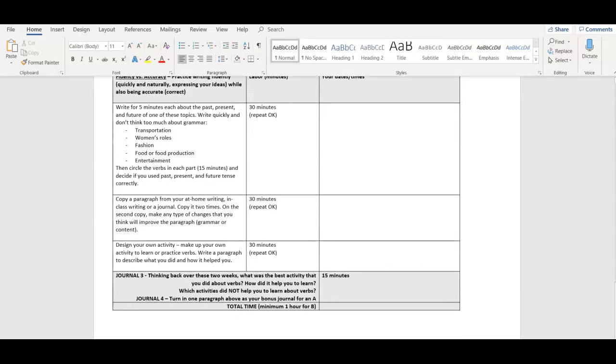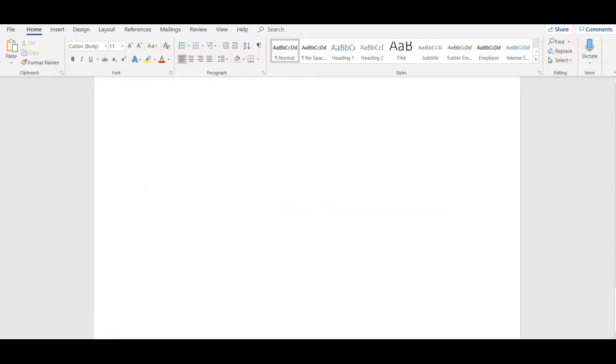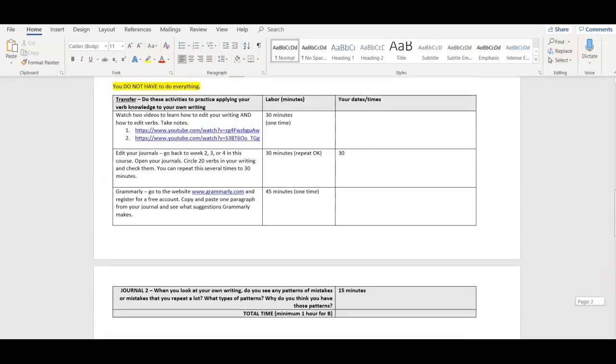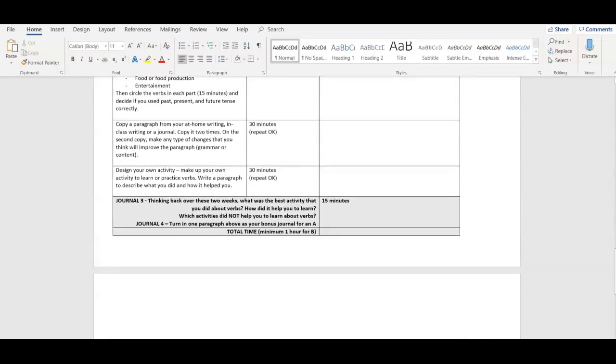And if you want to make another activity to practice verbs, something completely different, maybe you watched some different verbs on YouTube. Maybe you have a grammar book that you studied or something from another class. Just tell me what it is here and write about what it was and how it helped you. So here again, we have journal number three. Thinking back from last week and this week, all the things that you did, what was the most helpful for you in learning verbs? Why did it help you to learn and what did not help you to learn?